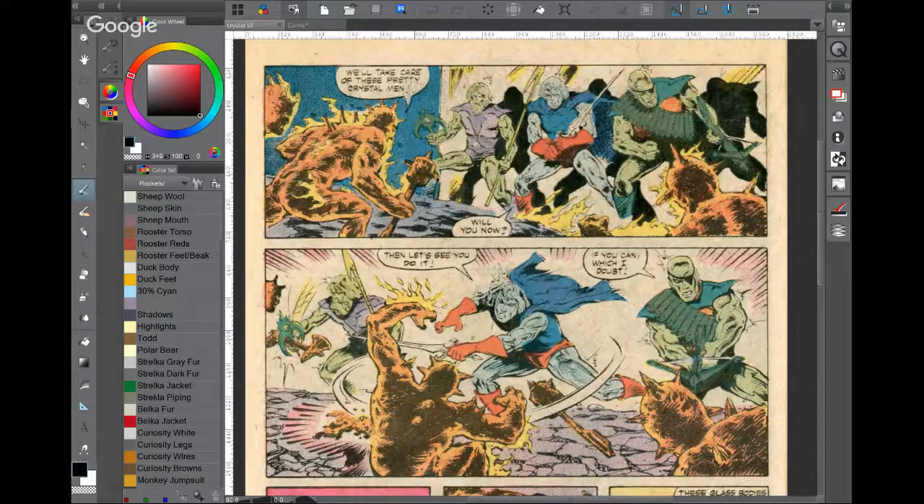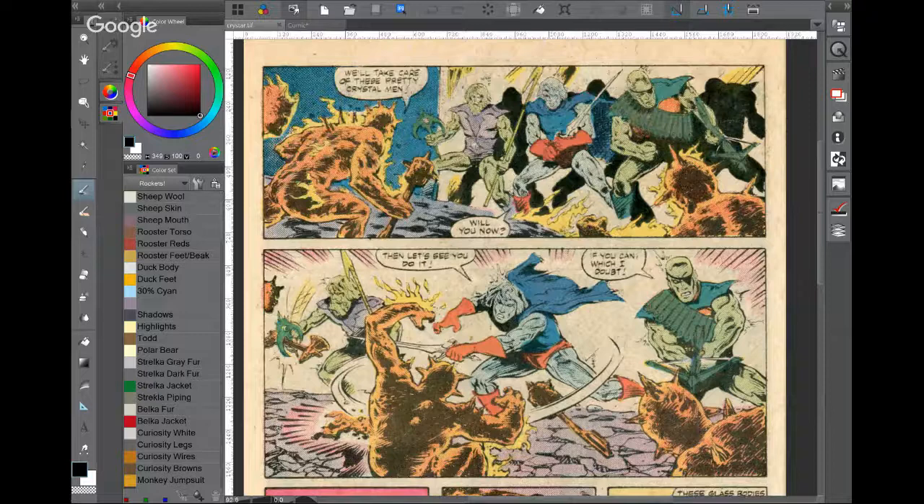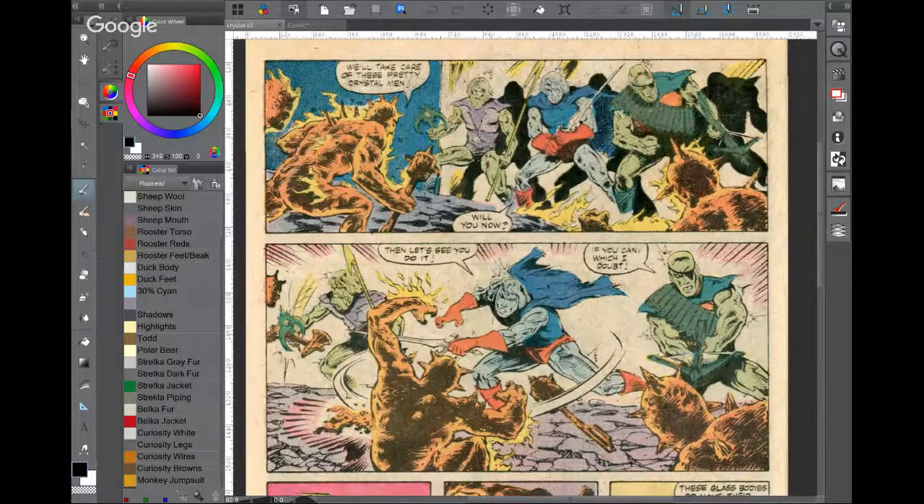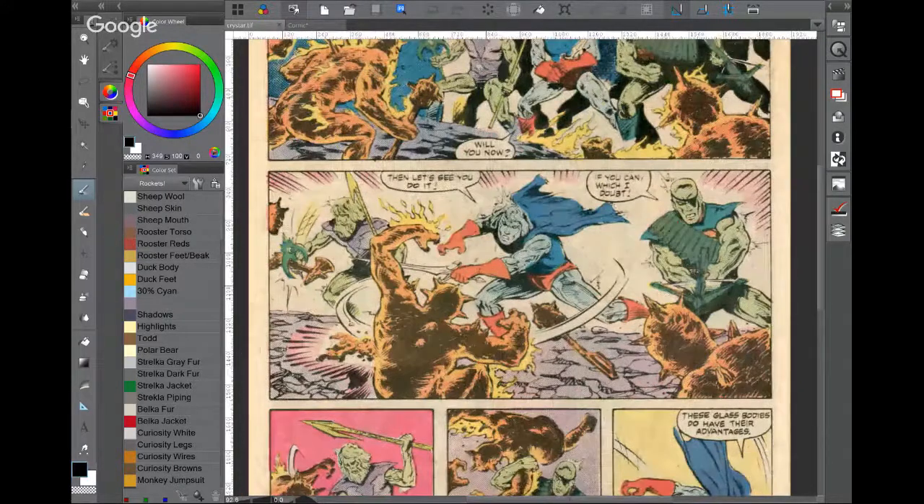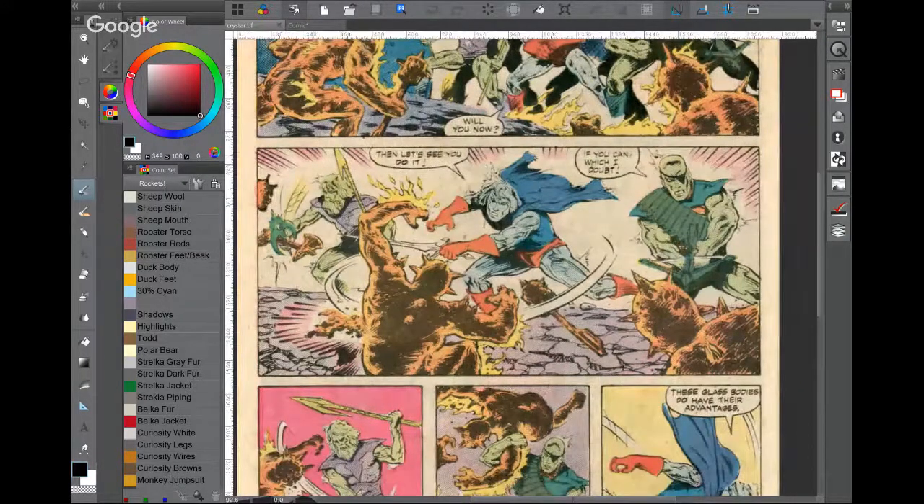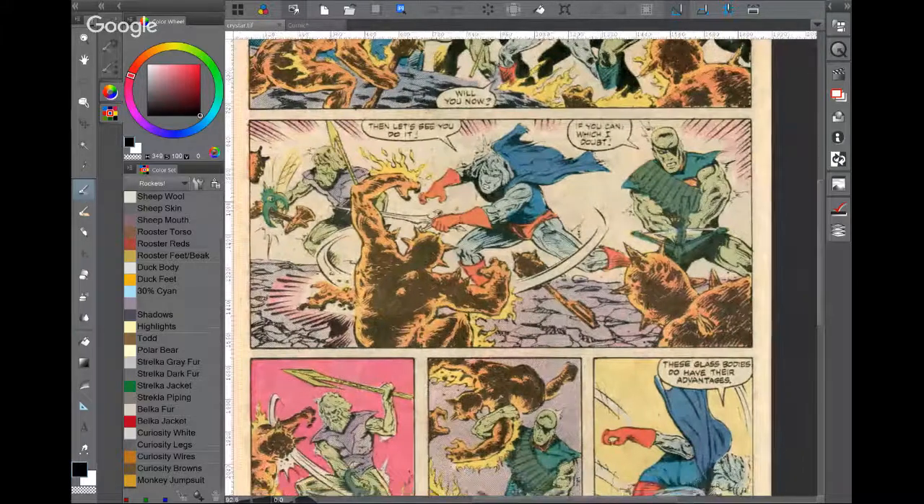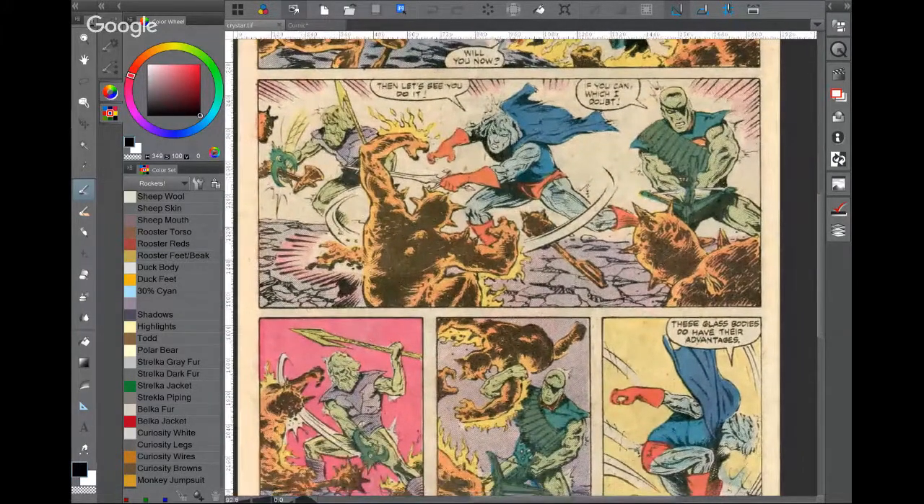So let's walk through the essential action of the scene. We've got like three crystal warriors up against a wall. Some flaming lava dudes are coming at them. We'll take care of the pretty crystal men. "You will now. Let's see you do it." And the crystal heroes strike out against them. Guy with an eye patch is like, "If you can, which I doubt."